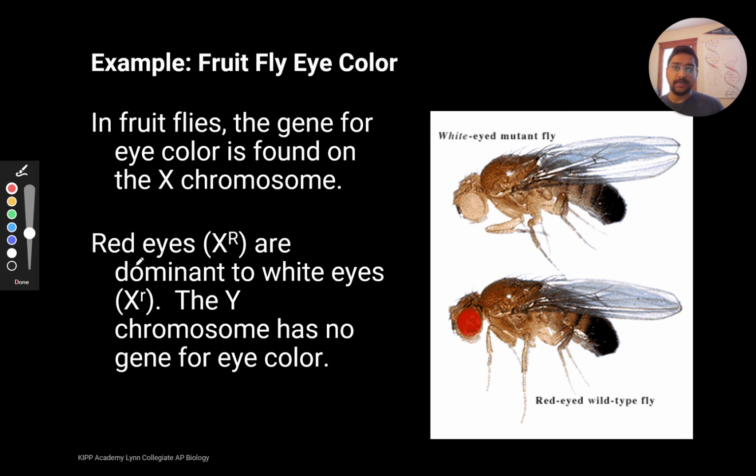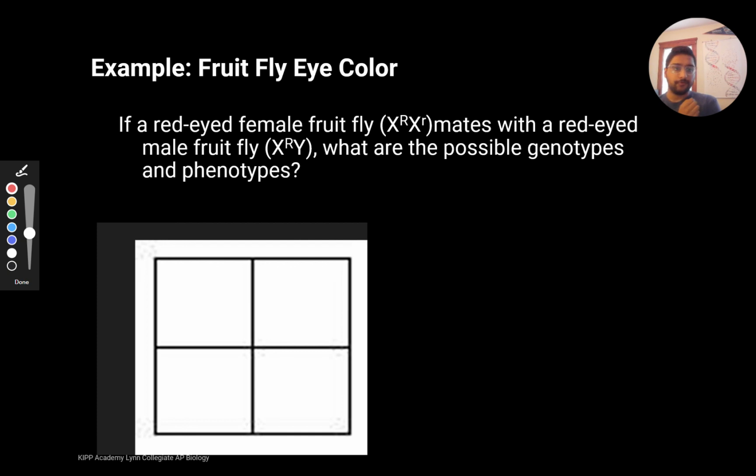Here's the example of fruit fly eye color. So in fruit flies, the gene for eye color is found on the X chromosome. So red eyes are dominant to white eyes, and the Y chromosome has no gene for eye color, which means what ends up happening is that you see a difference in relationships between fruit flies based on their gender.